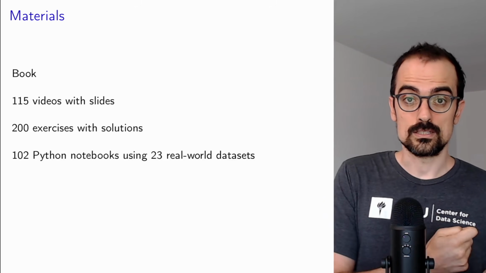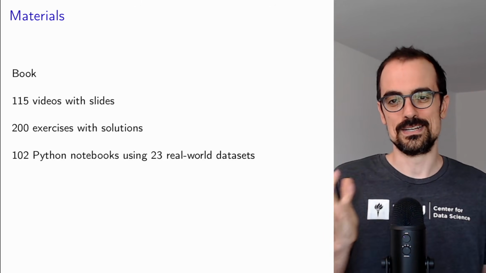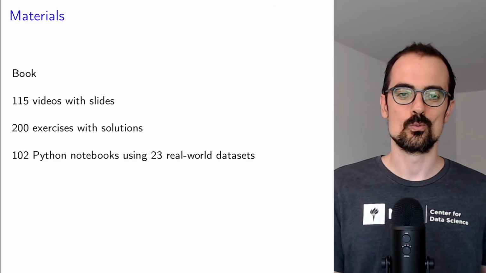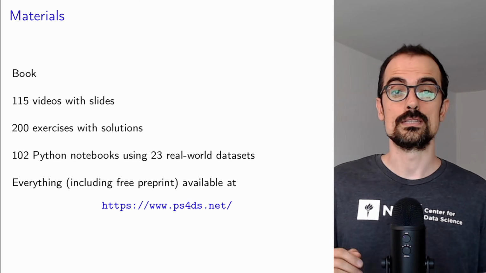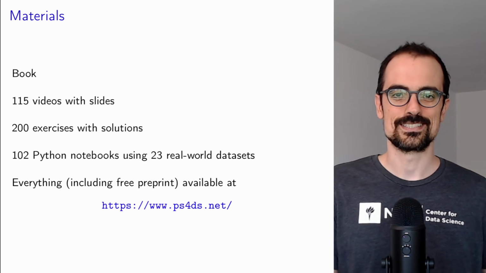There are also 102 Python notebooks that contain all these real-world examples that I believed were super important, so I put them all in the book, that use 23 real-world data sets, and all of this, including a free preprint of the book, is available at the website ps4ds.net.